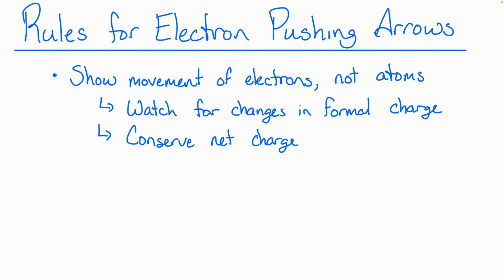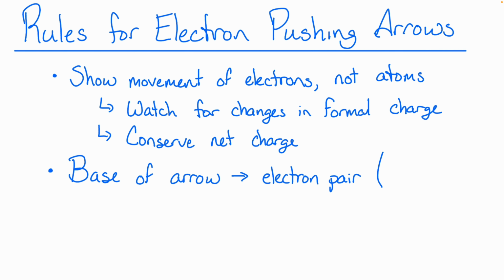All right, and then the most important 2 rules for when you're drawing in your arrows. The base of the arrow has to be at a pair of electrons. That can either be a bond or a lone pair, but it has to be at a pair of electrons.